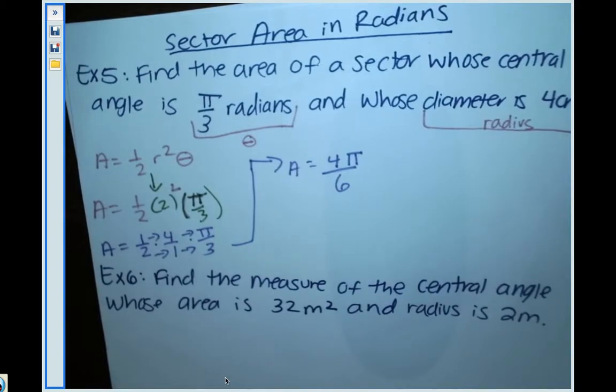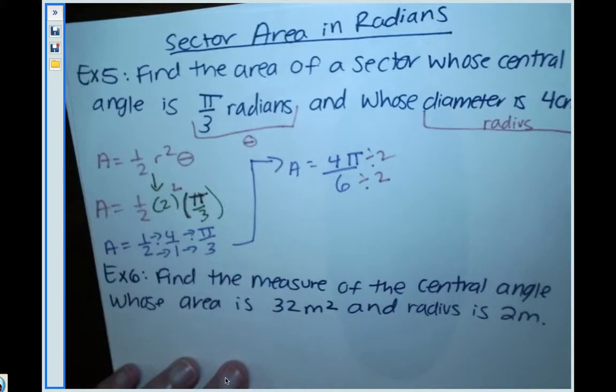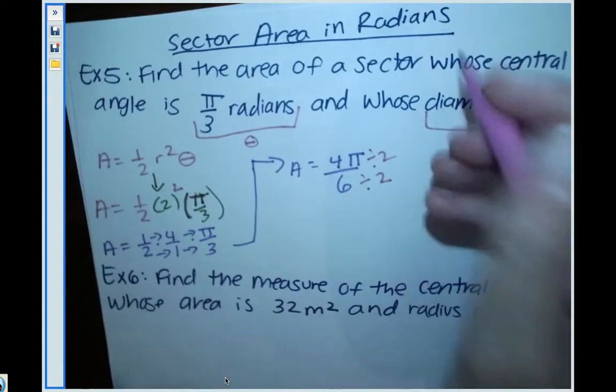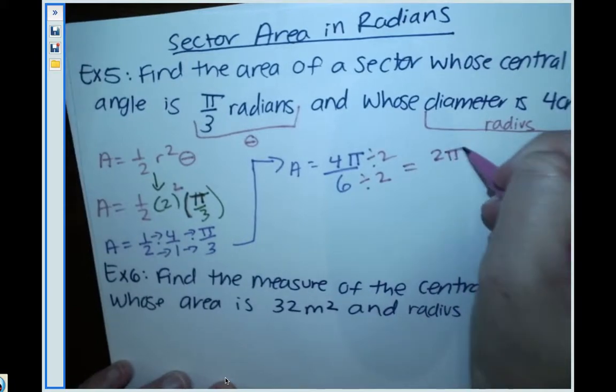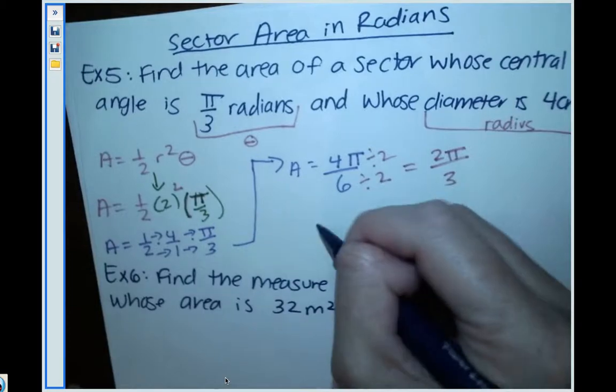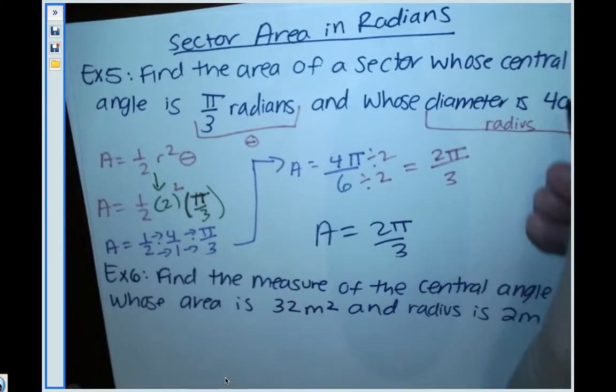What is something that goes into 4 and 6? Holy hot dog, it is 2. So I'm going to divide both of these by 2. 4 divided by 2 is 2, and 6 divided by 2 is 3. So area will equal 2 pi over 3. And guess what, you guys? We are donezo with that. So it's 2 pi over 3 centimeters.